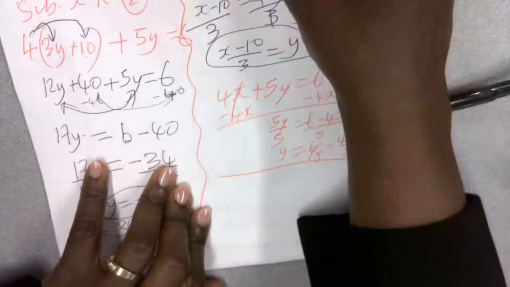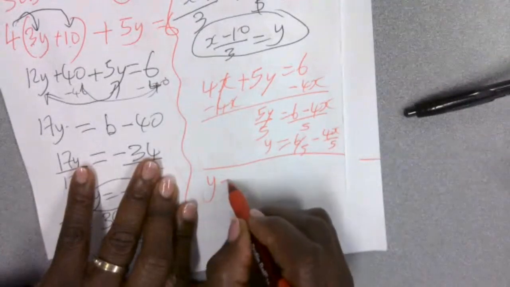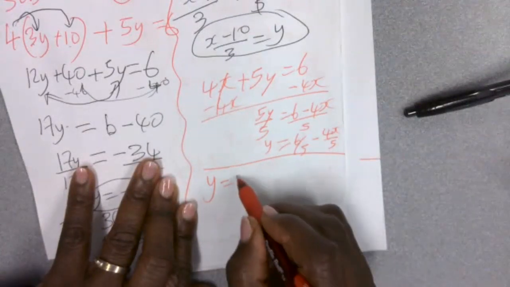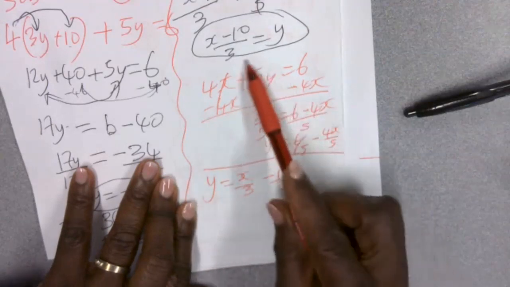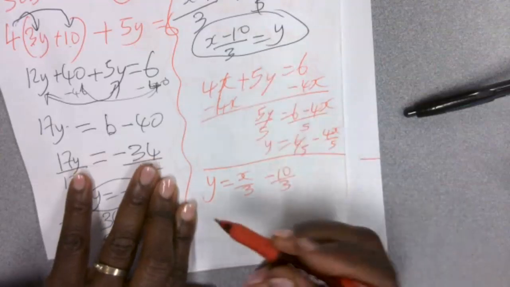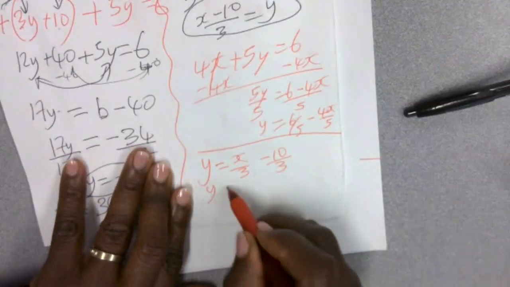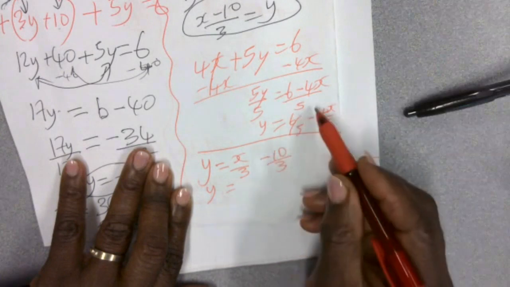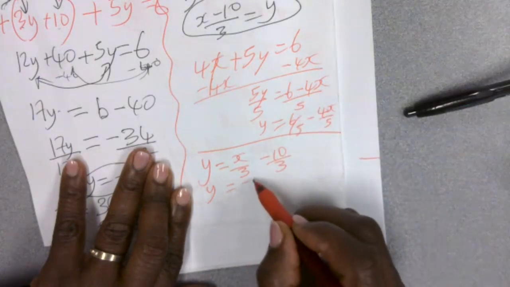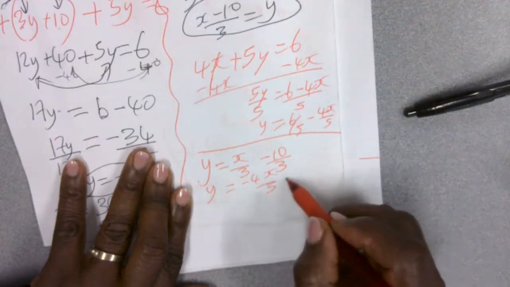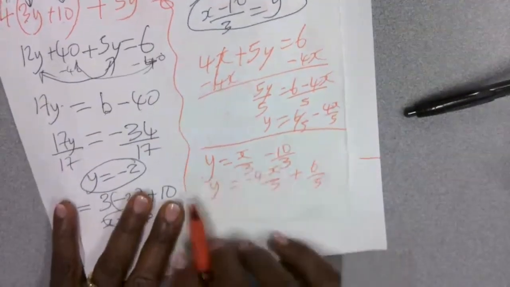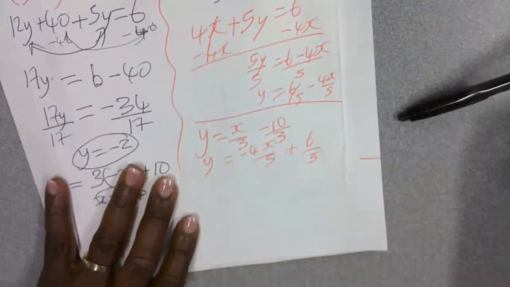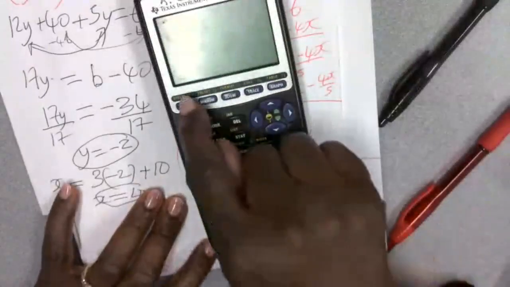Now, let me rewrite this equation in slope-intercept form. Equation 1 is going to be y equal to x over 3 minus 10 over 3. I just rewrote it. And this one is already in y equals form, so I'm going to rewrite it here, minus 4x over 5 plus 6 over 5. Now since I have isolated y, I can put them in y1 and y2.